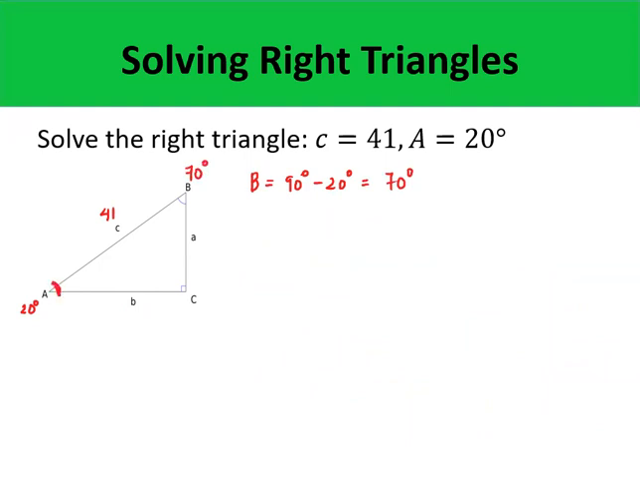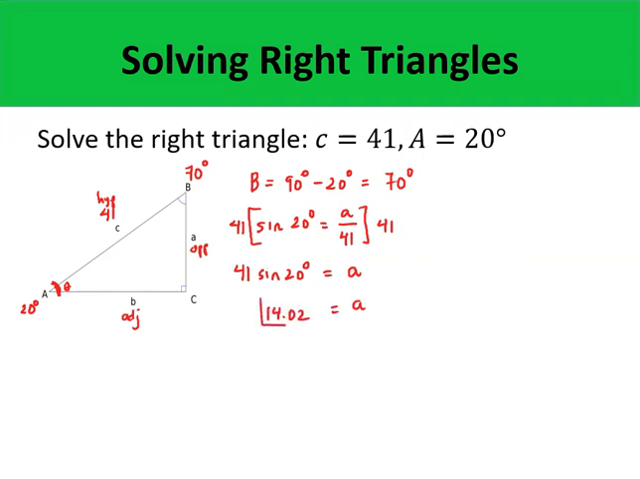Now let's use angle A as the angle theta. Small a is the opposite side of angle theta, b is the adjacent side, and small c is the hypotenuse. If we want to solve for the opposite side, we can use the length of the hypotenuse and the angle 20 degrees: sine of 20 degrees is equal to the opposite side, which is a, over the hypotenuse, which is 41. Multiplying both sides by 41, a is equal to 41 times sine of 20 degrees. Using our calculators, we get 14.02 units as the value of a.